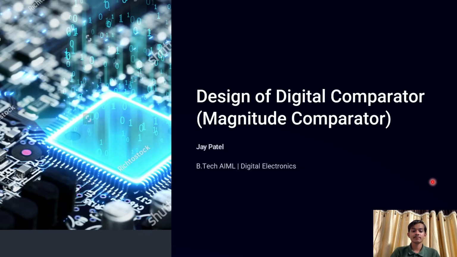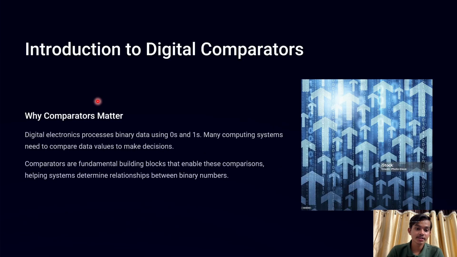Hello everyone, I am Jay Patel, a B.Tech AIML student from CHARUSAT University, and today I will be presenting the design of digital comparator, also known as Magnitude Comparator, as a part of my digital electronics course. In this presentation, I will explain the concept, design, working principle, and application of digital comparator. Let us begin with the introduction to digital comparator.